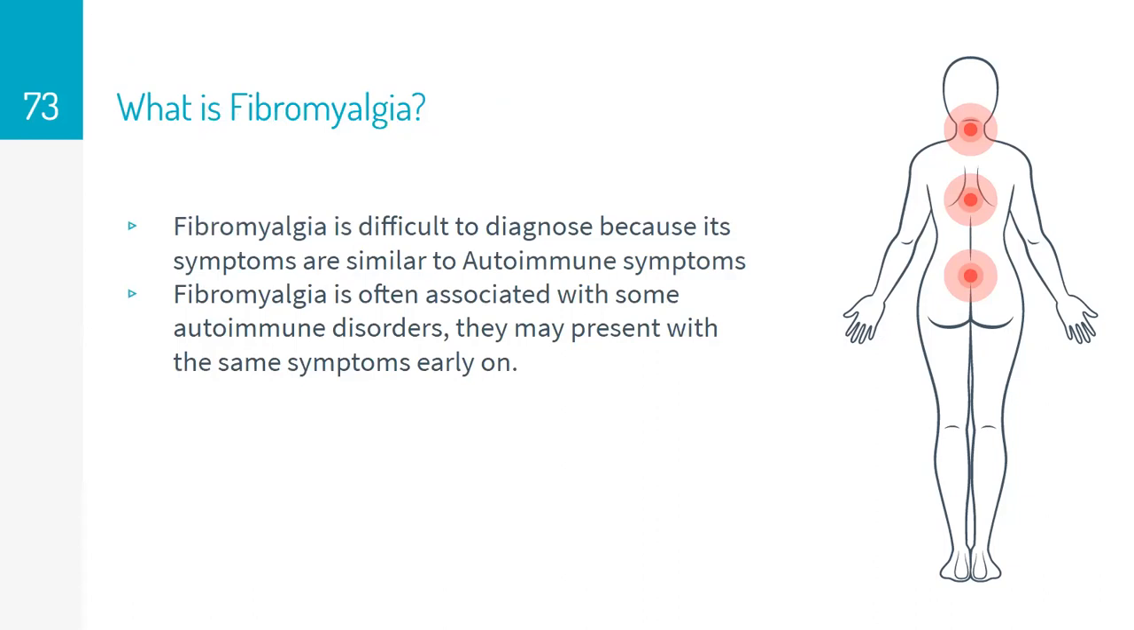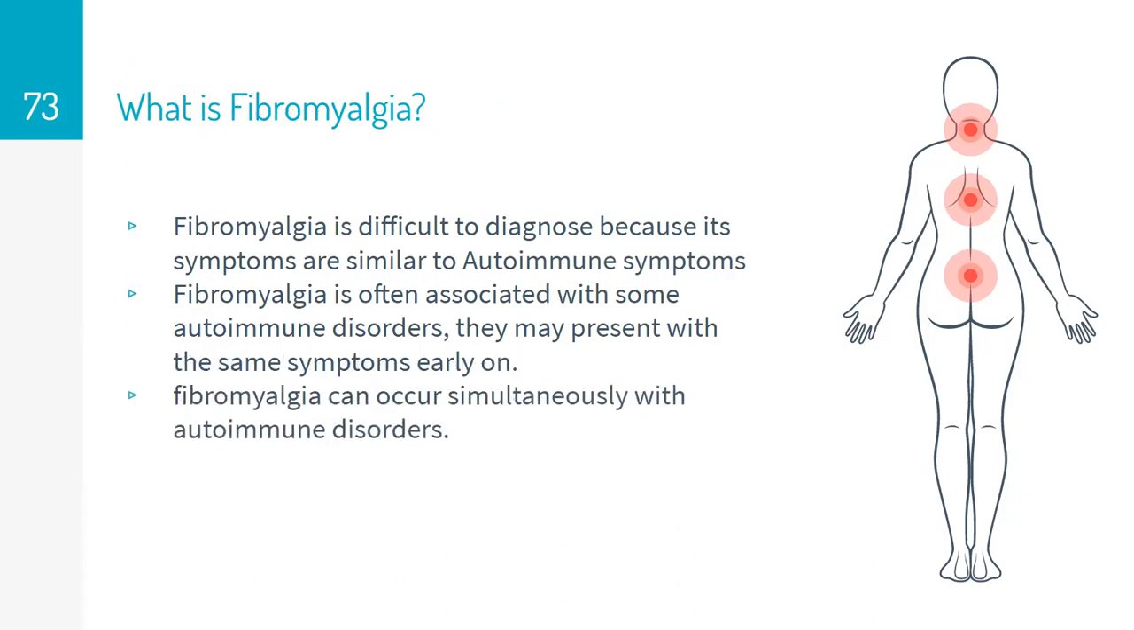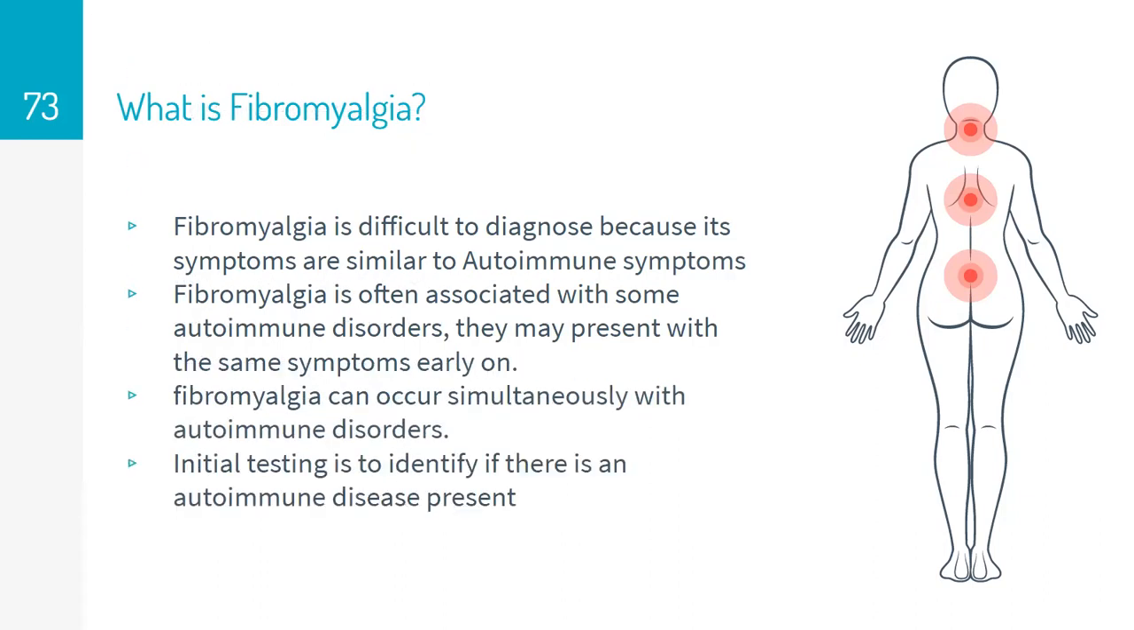And a lot of the times, a lot of the tests that get done for both conditions are to distinguish which condition you have. And then you do get cases where you can have both happening at the same time. So fibromyalgia is a diagnosis by exclusion, meaning once you've done tests to rule out autoimmune conditions, if you don't have any of those tests coming back positive, then what you're left with usually is fibromyalgia.